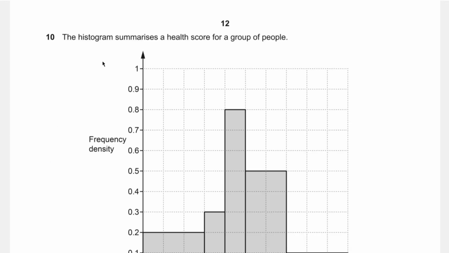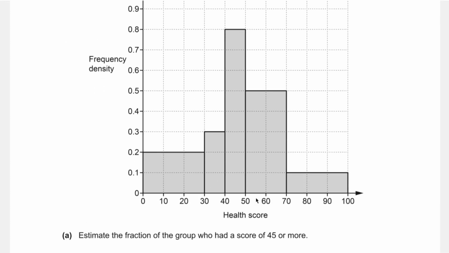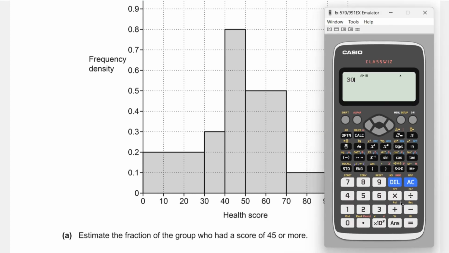Question number 10. The histogram summarizes a health score for a group of people. Part A, estimate the fraction of the group who had a score of 45 or more. Well, what we need to do first of all is find out the total. To find out the total, we need to multiply the frequency density by the class width. Here we've got 30 times 0.2, which is 6. So we have 6 here.